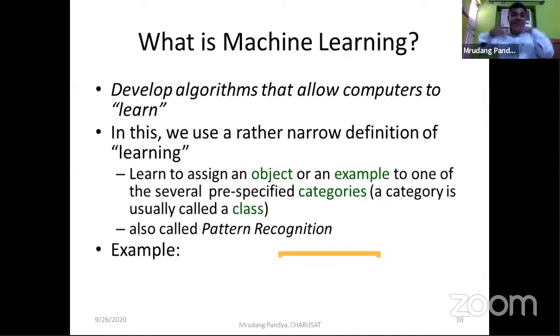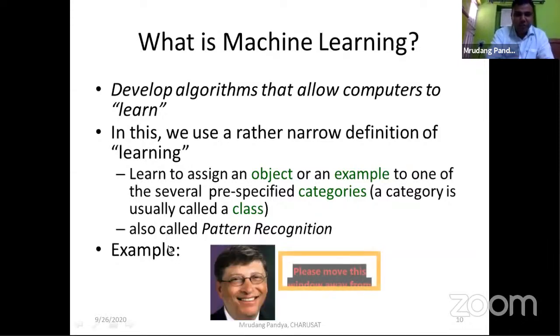So how will the computer learn? Learn to assign objects. We give the machine objects, and the machine will learn from them and try to classify among cat, dog, and horse. This is also known as pattern recognition, ultimately, right? So that is machine learning, how a machine learns.